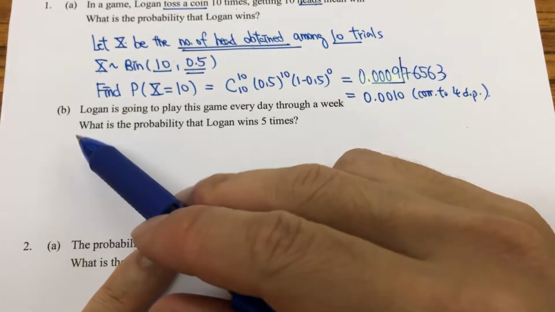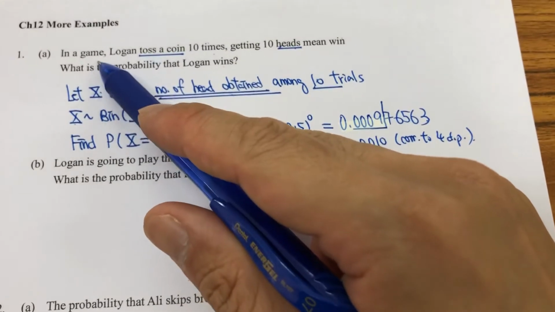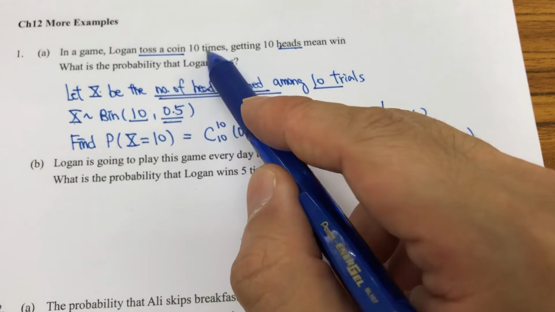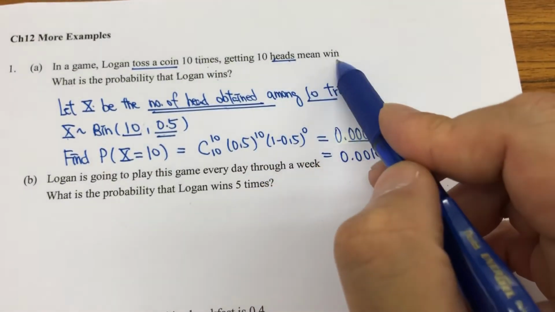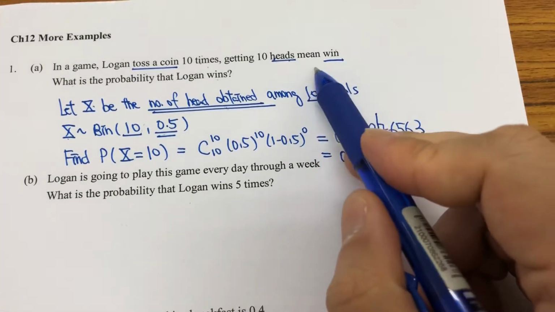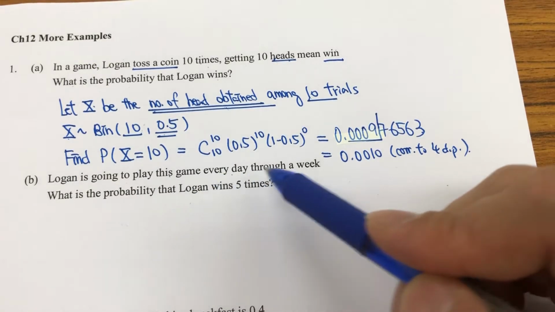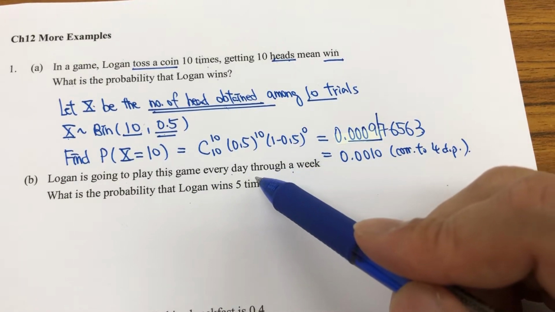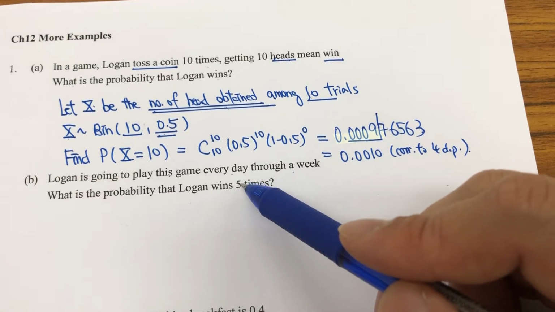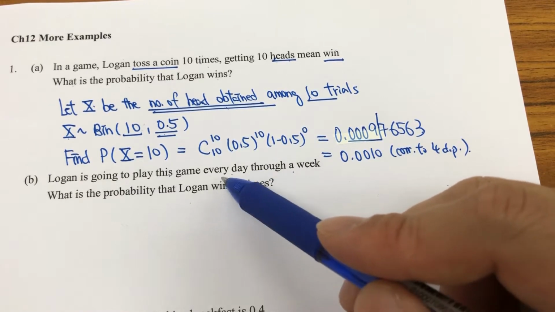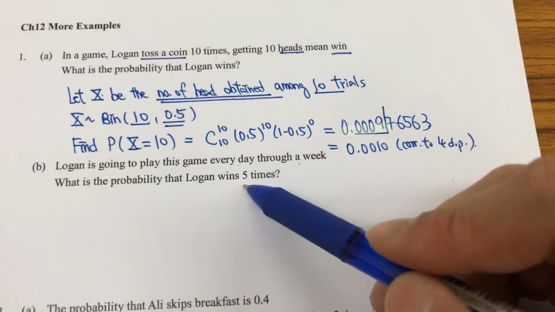All right, so part B, Logan is going to play this game. In this game, Logan tosses a coin 10 times, and only if he gets 10 heads does he win. Remember that? And then Logan is going to play this game every day through a week. Every day he's going to play one time: Monday, Tuesday, Wednesday, Thursday, Friday, Saturday, and Sunday. What is the probability that Logan wins 5 times?